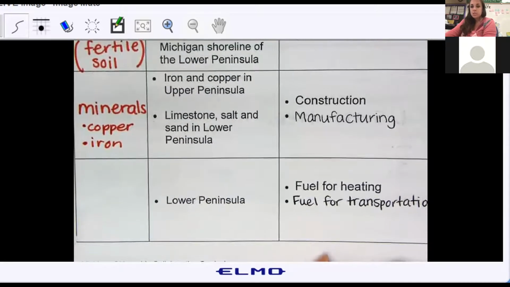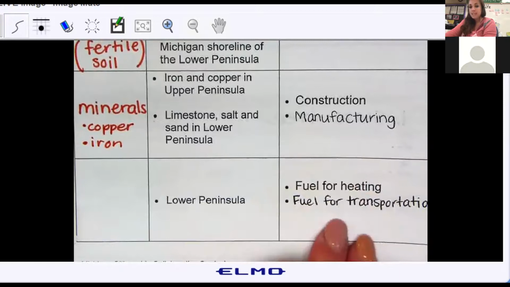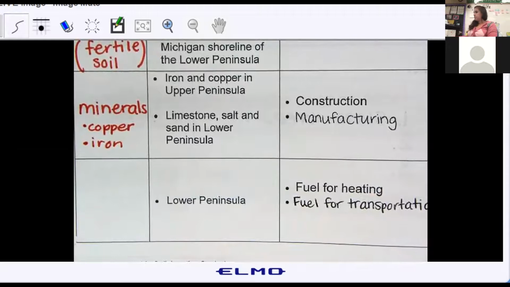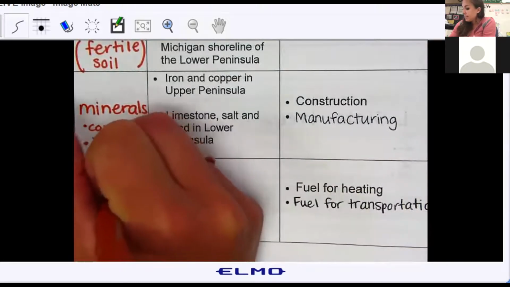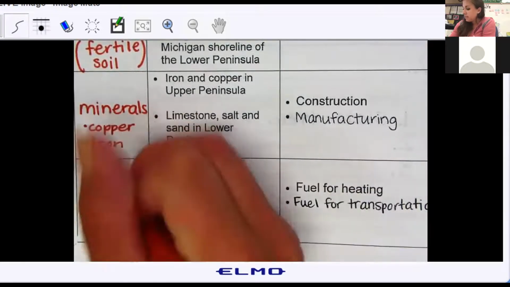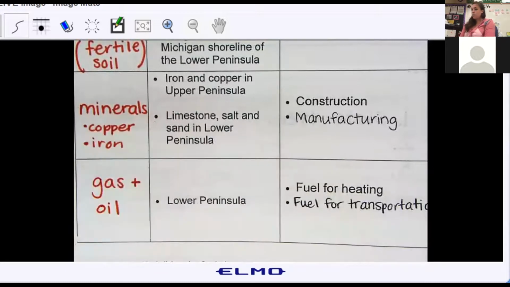And the final thing is what natural resource do we use as fuel for heating and also fuel for transportation? So for these things, we use the natural resource gas, I'm gonna put a plus sign for oil. A lot of people look at gas and oil and think that they are not found in nature, but actually those two things are found in nature. We get them underground.